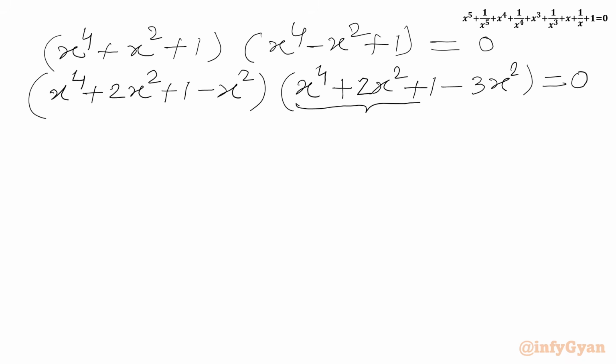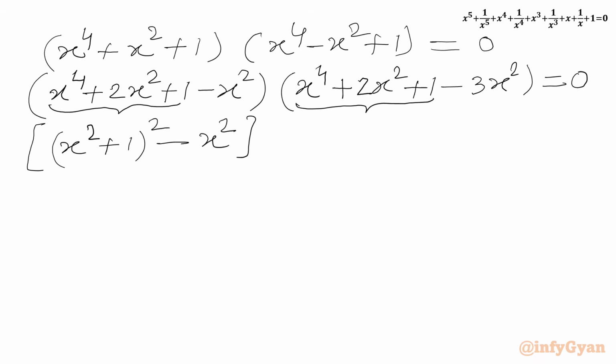Now from first three terms, we can write this is x square plus 1 whole square. Then we have minus x square in first bracket. And in second bracket, we will write x square plus 1 whole square.